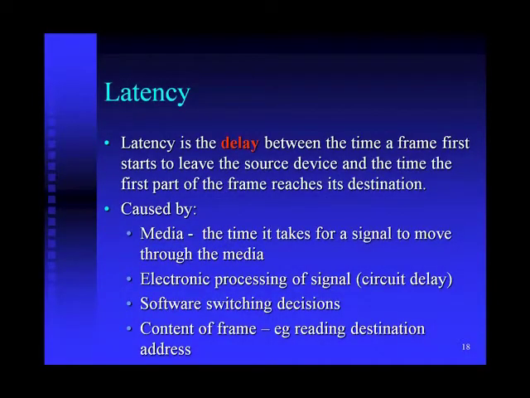Latency is talked about in much more detail in the timing and things in the Cisco reading, but this is all I'm going to mention about it. Latency is the delay between the time a frame first leaves the source to the time it gets to the destination. Some things that can cause latency or delay are the media, electronic processing of that signal, software switching decisions, and the content of the frame.